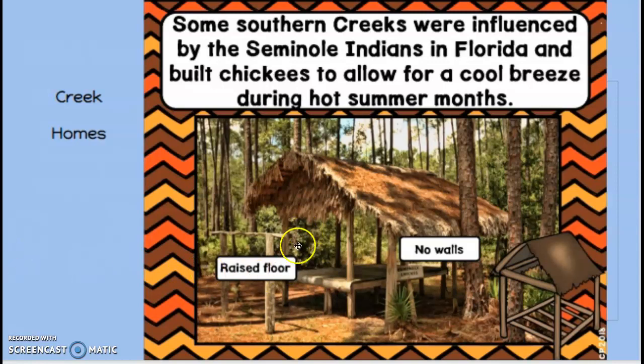There are no walls. It's just an opening in order for the breeze to go through so it wouldn't get too hot. The floor was raised to make sure it didn't get flooded whenever there were heavy rains. And then the top was made out of dried grass, and this is called a chickee.